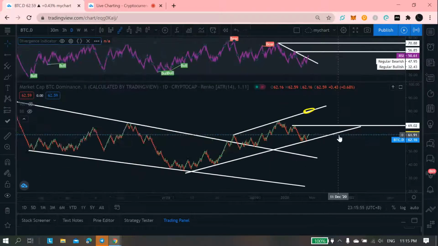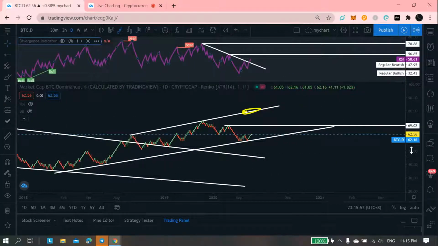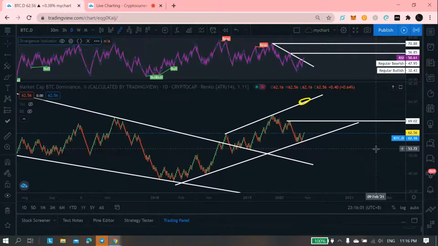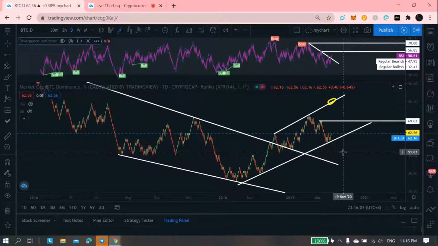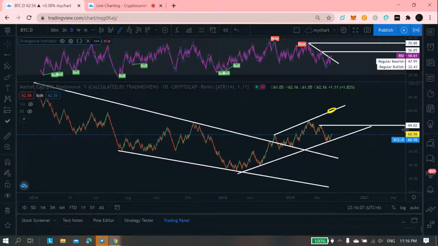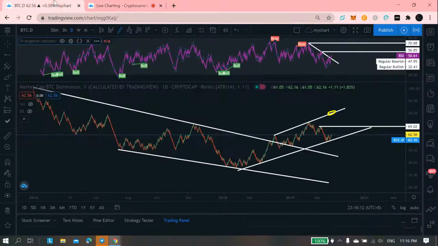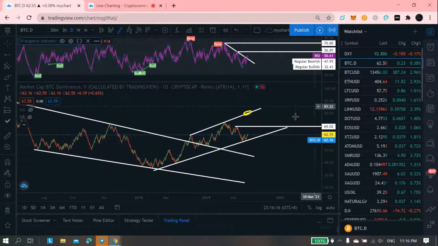Anyway, I'm also a Bitcoin holder and I'm trading futures. Most of my trades are actually Bitcoin futures, Ethereum, and Litecoin. That's the majority of my trades. So let's move on to the next chart. Let's go to Ethereum.